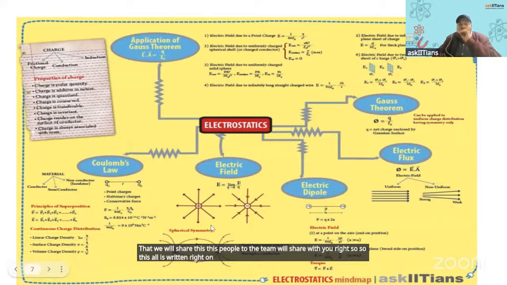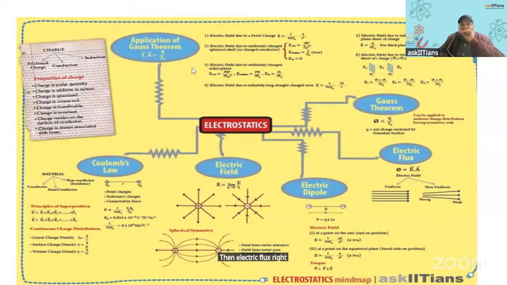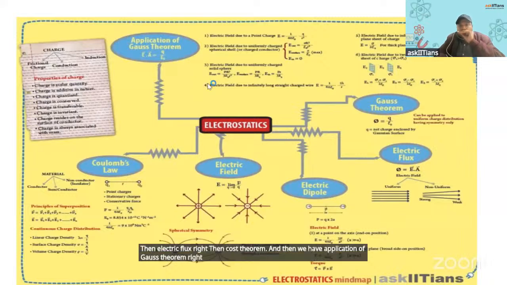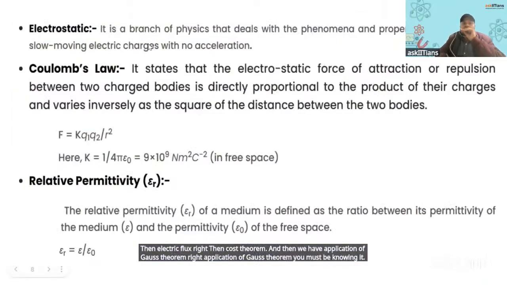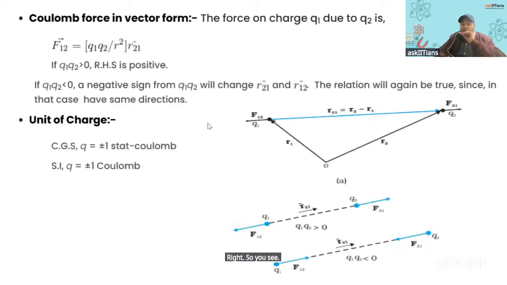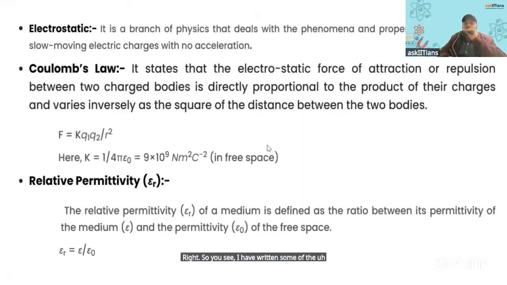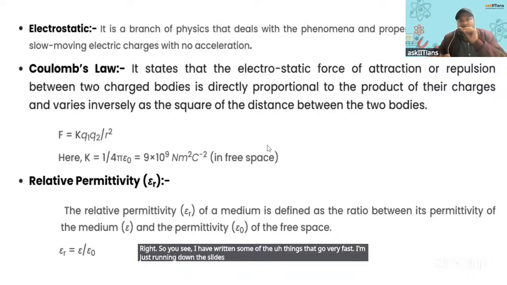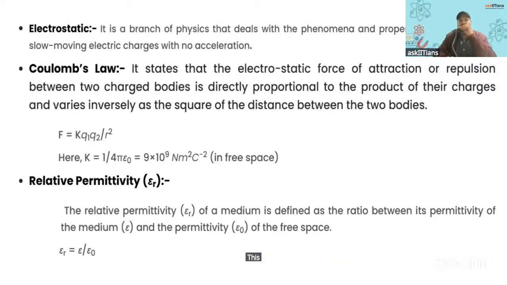Coulomb's law, electric field. You see the diagrams part of it. Then electric dipole, electric field part, torque part. Then electric flux, right? Then Gauss theorem, and then we have application of Gauss theorem, right? So you see, I have written some of the things. Very fast, I am just running down the slides, right? You just have a look at it. This will be shared with you, right?